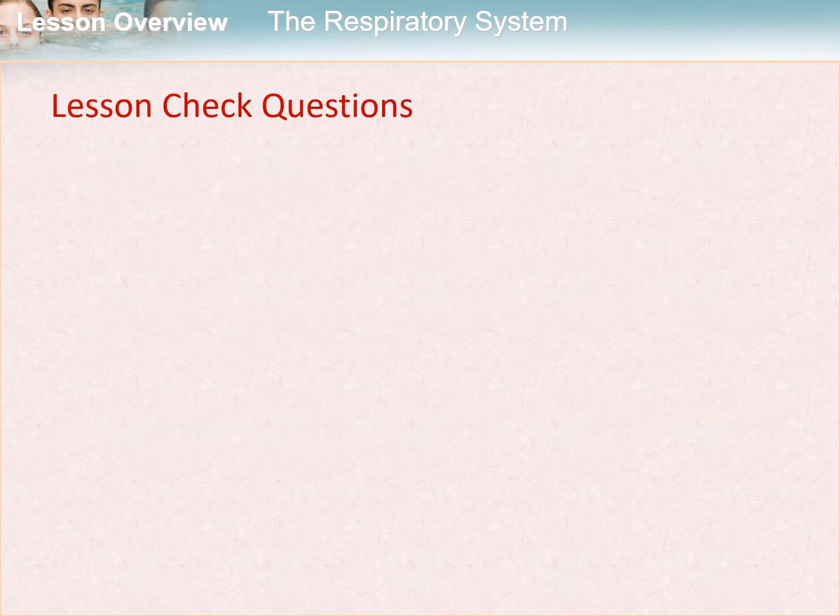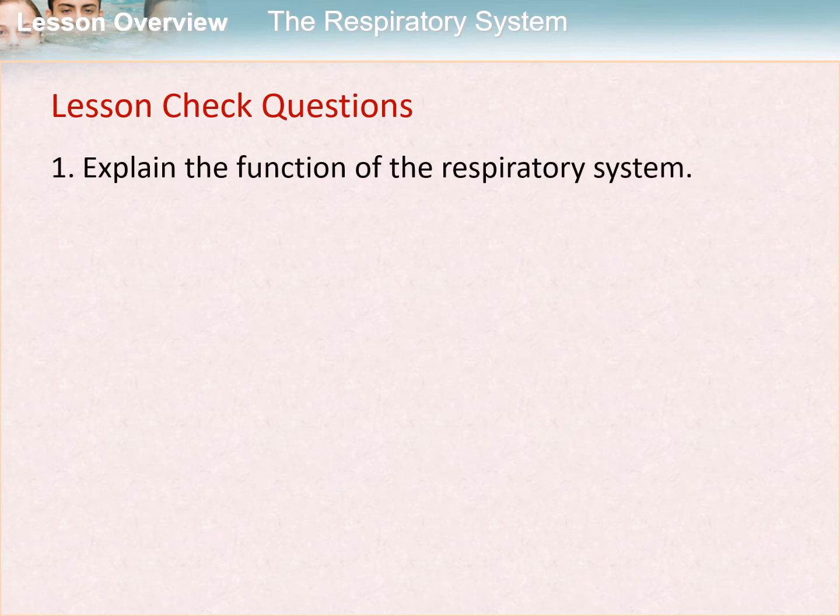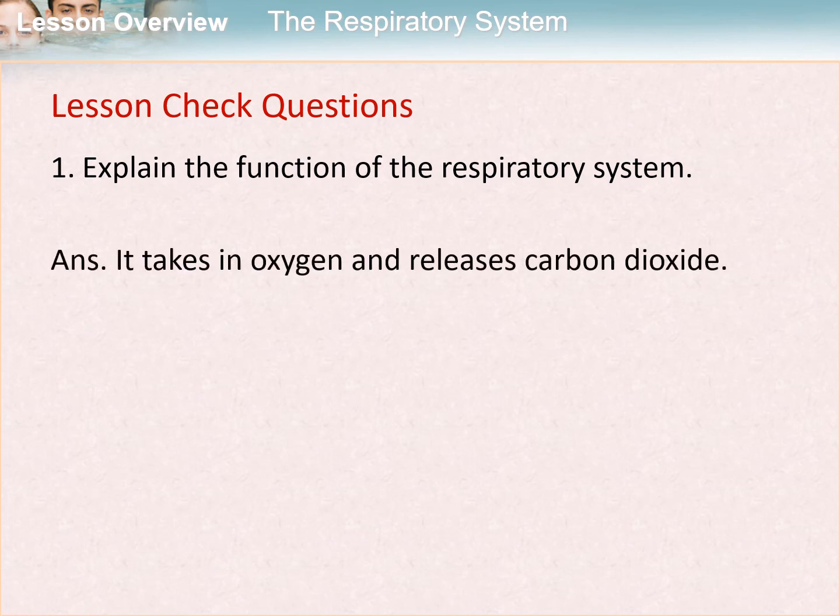Let us answer some lesson check questions. Number 1. Explain the function of the respiratory system. The answer would be, it takes in oxygen and releases carbon dioxide.